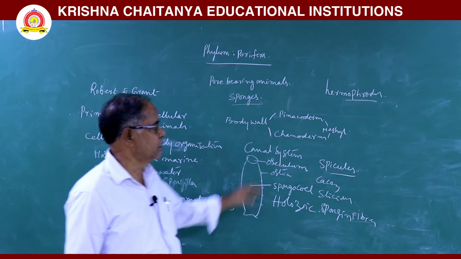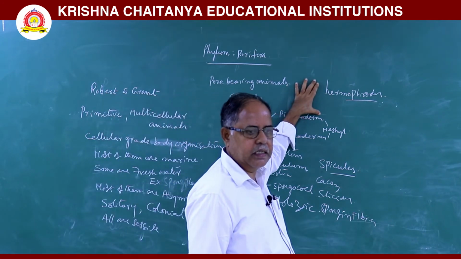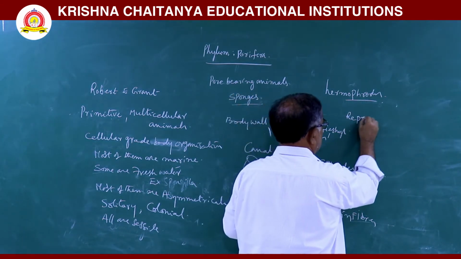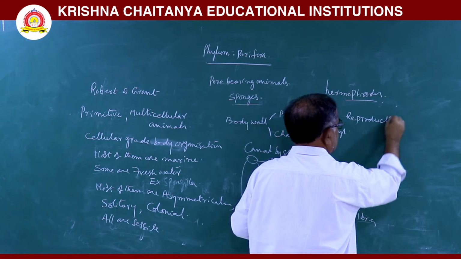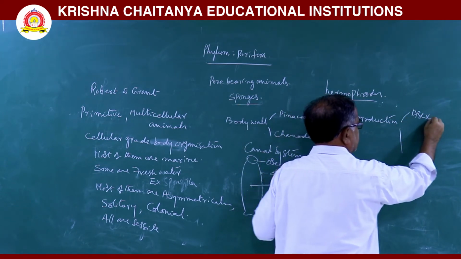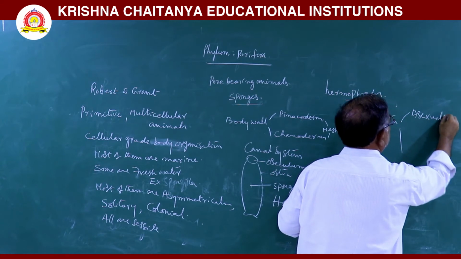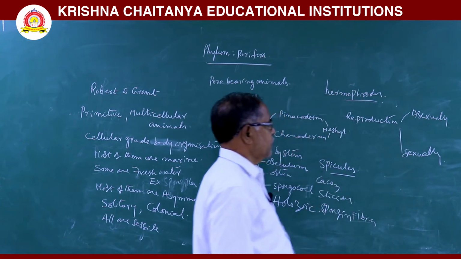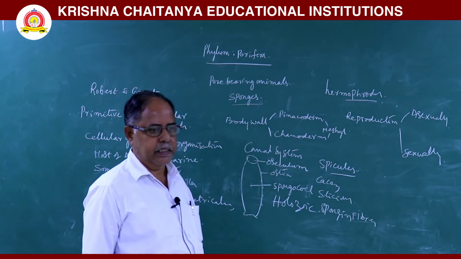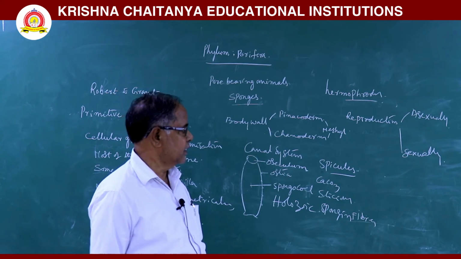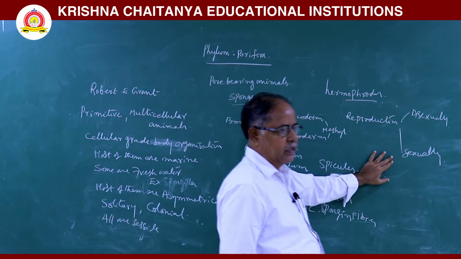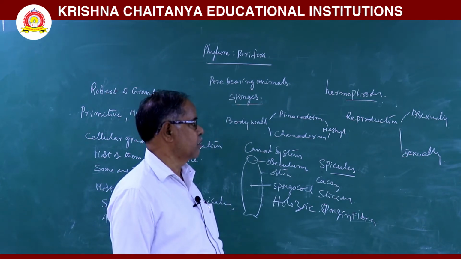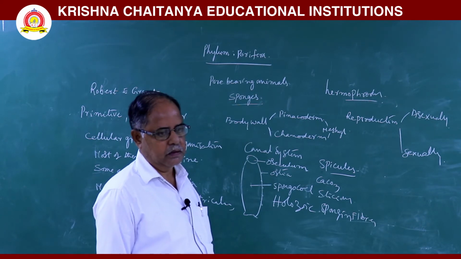Next, in this animal, reproduction occurs both asexually and sexually. Asexual reproduction occurs by budding and fragmentation. Next, sexual reproduction occurs by the formation of gametes. Gametes are formed in sexual reproduction.